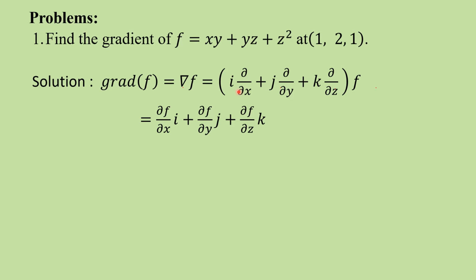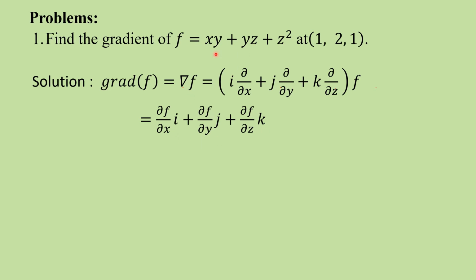So that is i ∂f/∂x plus j ∂f/∂y plus k ∂f/∂z. But once the answer is obtained, rearrange and write it in the vector format: ∂f/∂x i plus ∂f/∂y j plus ∂f/∂z k. So this is the method we follow.